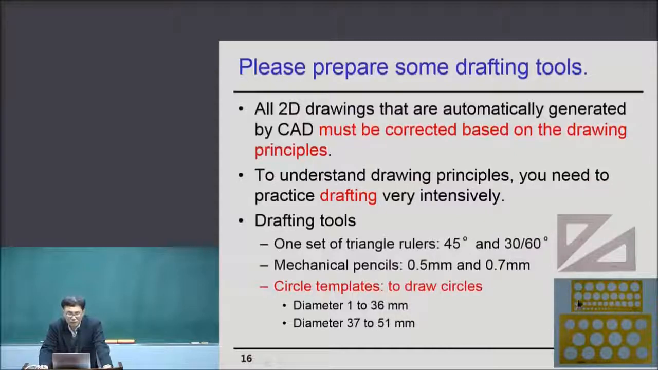Okay, so two types. One is the circle template with which you can draw circles whose diameter is 1 to 36 millimeters, the small one, and the large one is for circles whose diameter is 37 to 51 millimeters. So you need two circle templates, okay? All right.